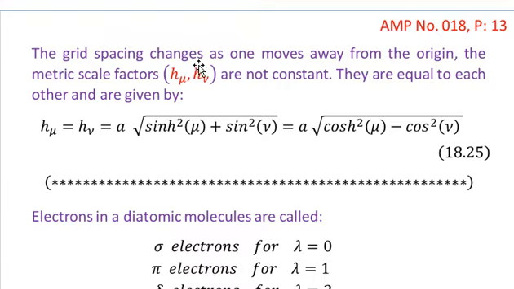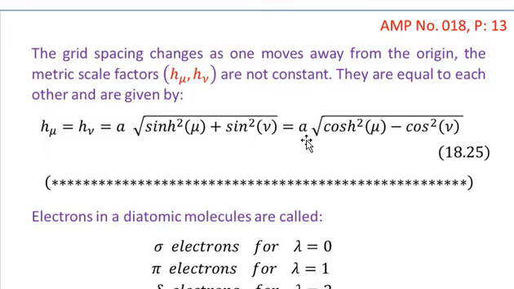The grid spacing changes as one moves away from the origin. The metric scale factors h mu and h nu are not constant. They are equal to each other, but they vary. The relationship is given by h mu is equal to h nu is equal to a times the square root of sinh squared mu plus sinh squared nu.